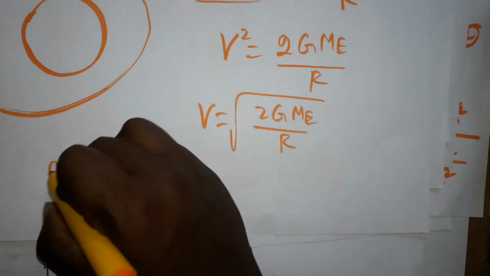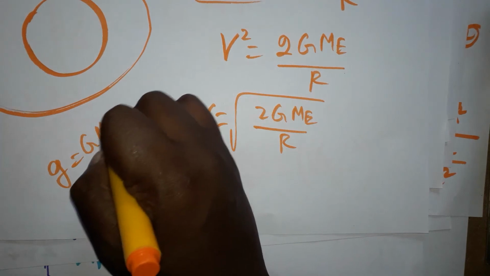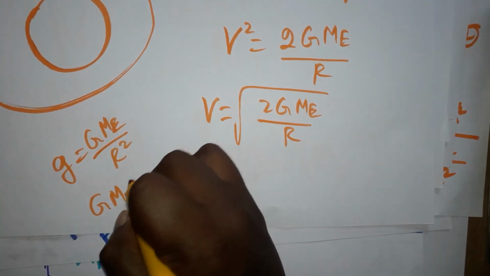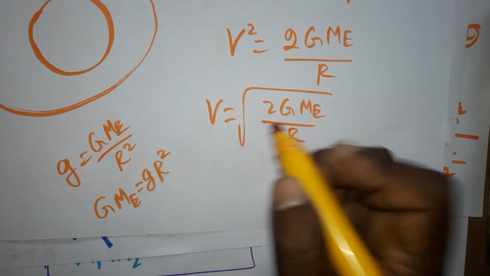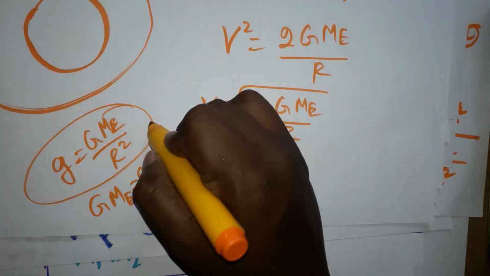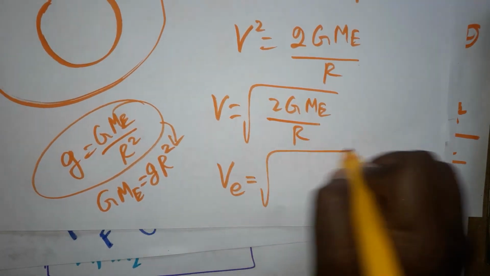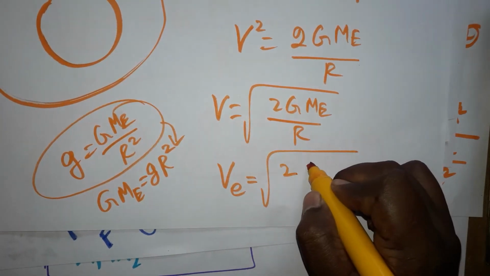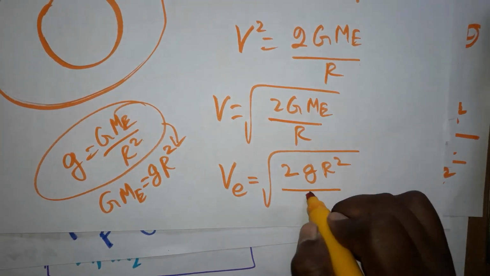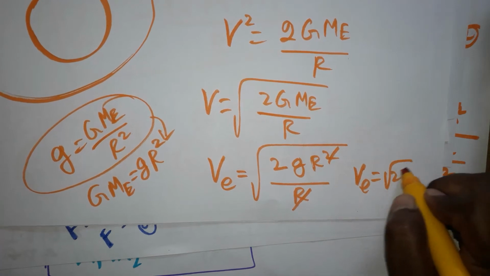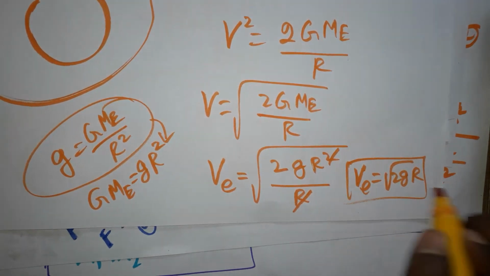Already we know g is equal to G Me divided by r square, so G Me is equal to g times Re square. The same equation I modified like this. So the escape velocity is root of 2 g r square divided by r. This gets cancelled, so escape velocity is equal to root of 2 g r. I hope you understand.